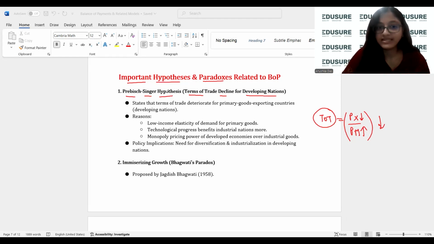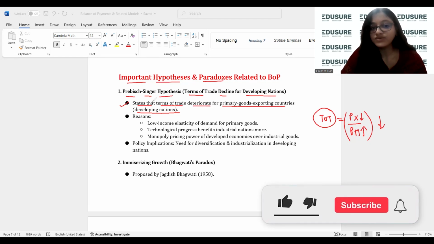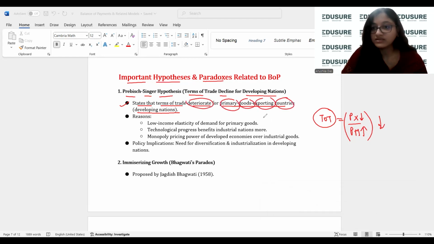That is the paradox. You see here now that it states, Prebisch-Singer hypothesis states that terms of trade deteriorate for primary goods exporting countries, specifically the developing countries. This is a very important concept. Questions come from this. We'll solve the question in a while. So the terms of trade will deteriorate for the primary goods exporting countries, countries which export primary goods.